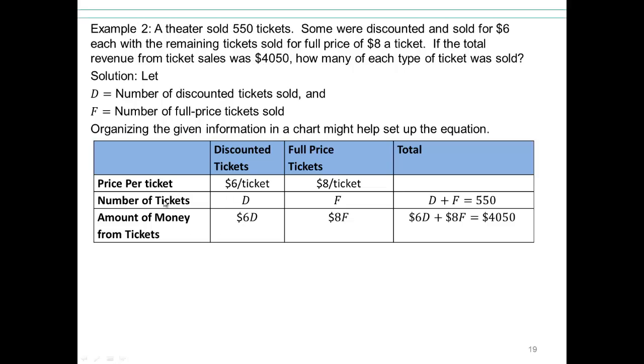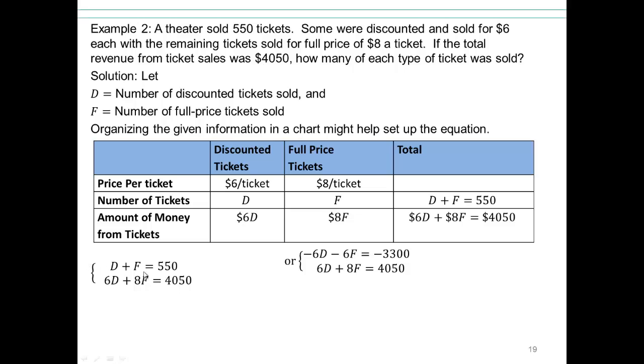Let's organize our information then. Discounted tickets are $6 a ticket. D tickets, so the amount of money you collected is 6 times D. The amount of money you collected from full price tickets is 8 times F. F is the number of full price tickets. And then the total number of tickets adds up to 550, and the total revenue adds up to 4,050. So we have a system of equations, and now use any method to solve that system. Pause the video, complete it, and then check your answer.